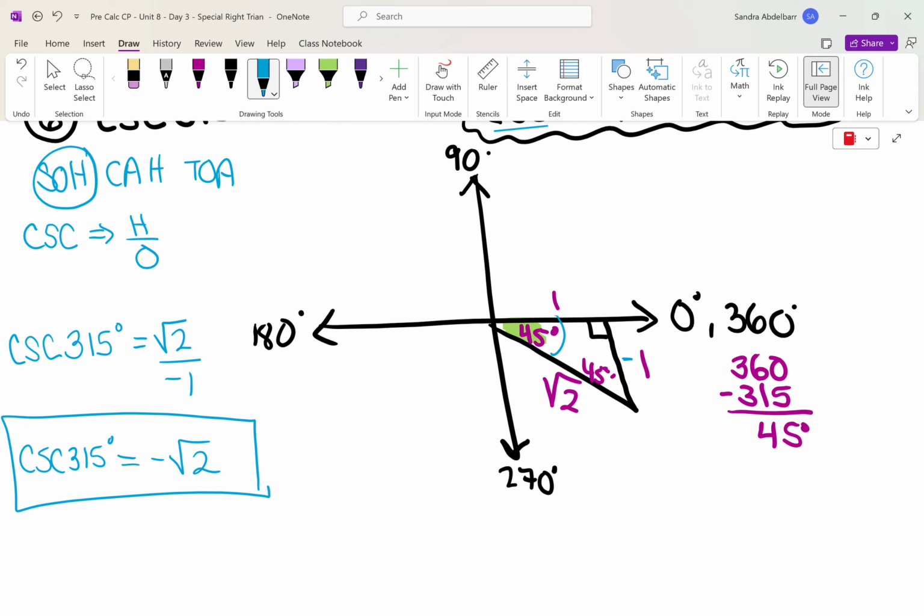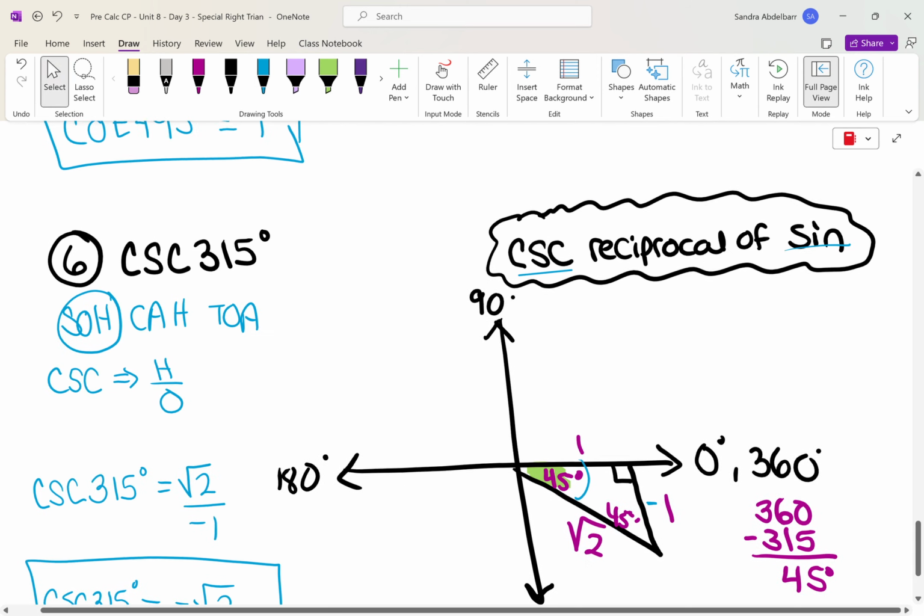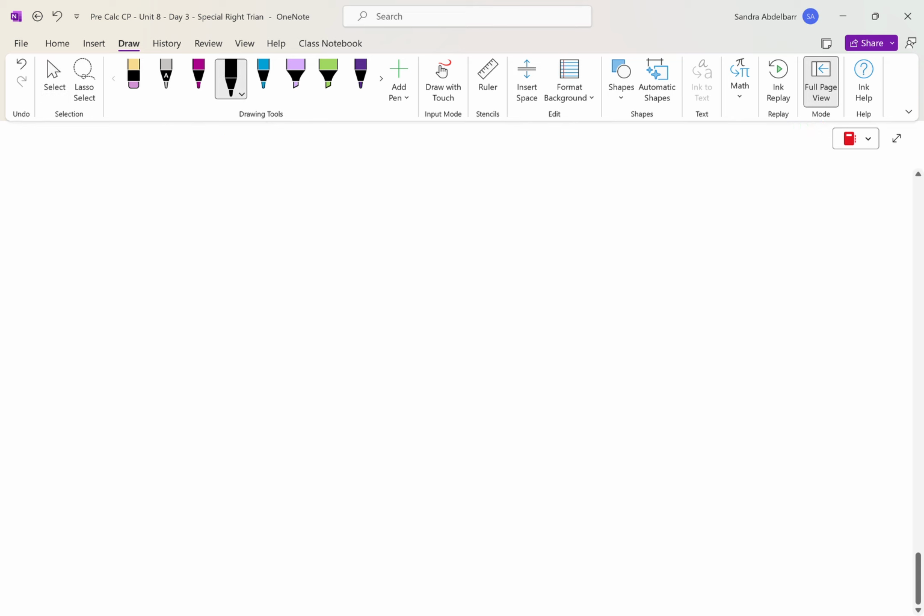Yes? Did you go in quadrant 4 because of 315 degrees? Because of the 315, yep. Like quadrant 2. Yep, so you always have to put it in the right quadrant because that will change your signs on the sides. All right, 3 more problems. 3 more problems and we're done.